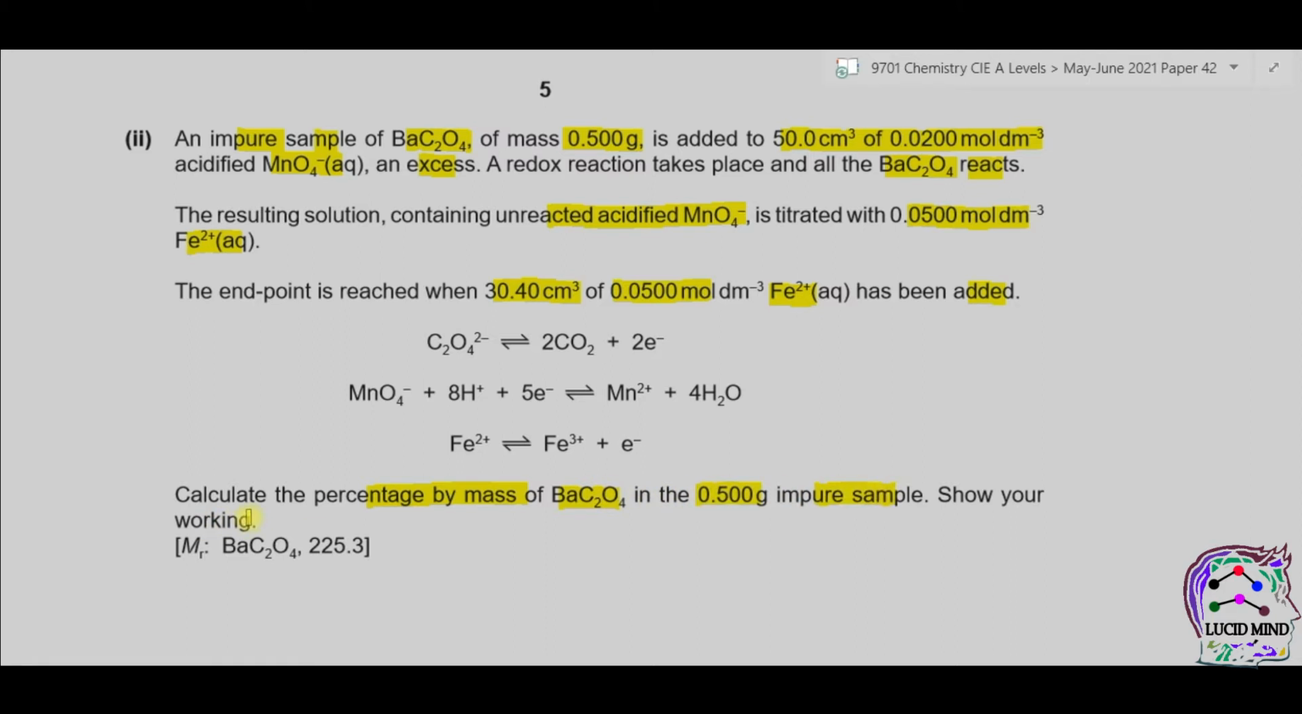Show your working. Now from this we can understand that in the start we had BaC2O4 and it was impure sample.